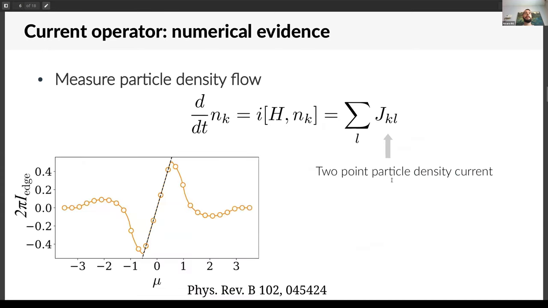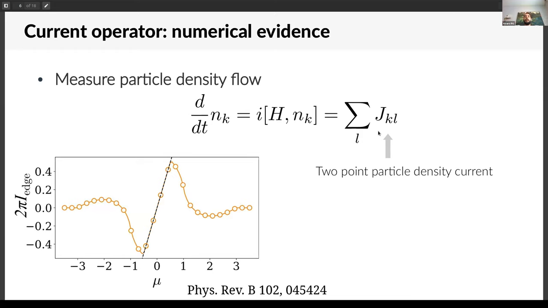And how do we know that there is any current? Well, we measure the particle density flow. So we analyze the change over time in the number of particles at one site k, and we can decompose this operator into the set of all particle current contributions going from every site in the lattice to the site k. So we define the current operator j_kl as the operator that measures the particle current going from one site l to a site k.